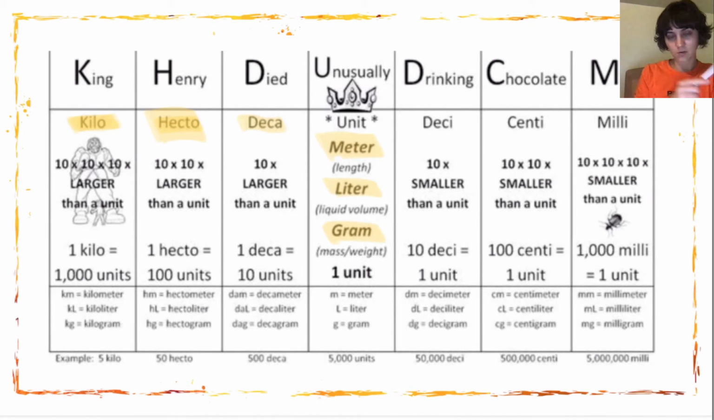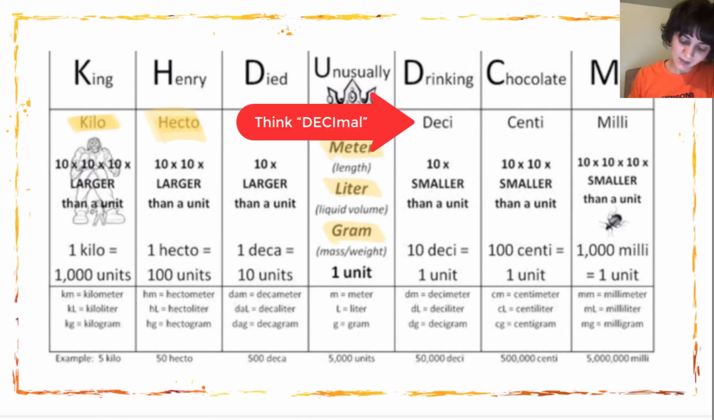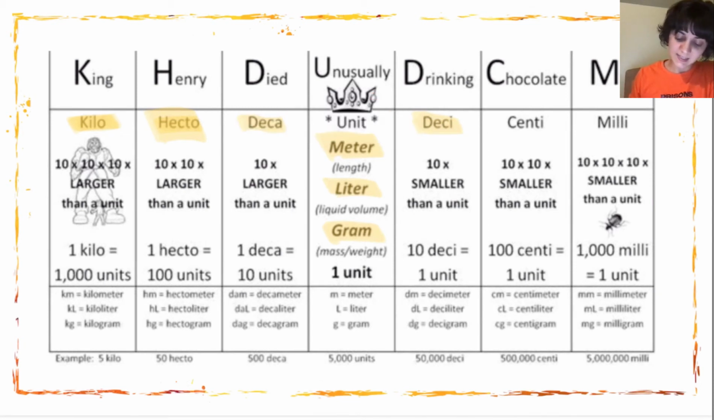Okay? So as I go to the left, the units of measurement get bigger. As I go to the right, the units of measurement get smaller. So a decigram is 10 times smaller than a gram. A centigram is 100 times smaller than a gram. And a milligram is 1,000 times smaller than a gram. Okay? But they all relate together by being 10 times bigger or 10 times smaller than the one before. Okay?